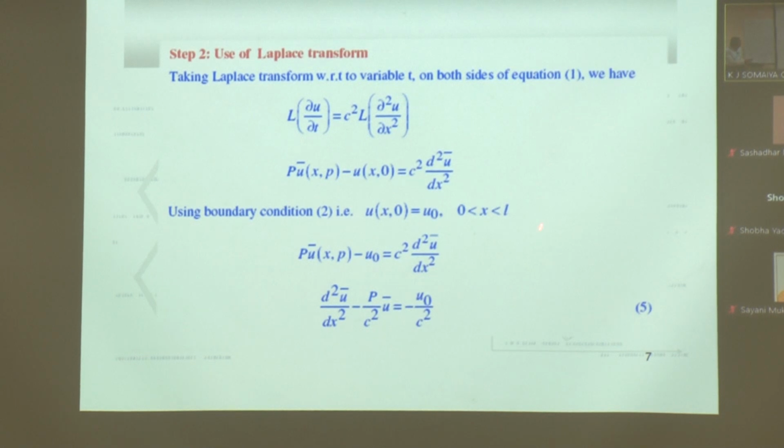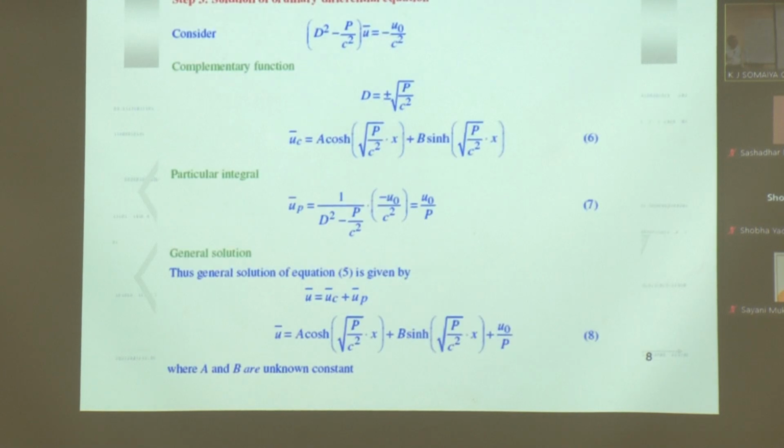I have just rewritten this differential equation: the second order derivative of u bar with respect to x, minus p by c square, where p is the Laplace transform parameter, times u bar, is equal to this constant initial temperature, which I have shifted to that side, minus u0 upon c square. So after application of the Laplace transform, we have converted this partial differential equation into an ordinary differential equation. And now we know how to solve this ordinary differential equation. We will have to find its complementary function and particular integral, and those techniques are very familiar to us.